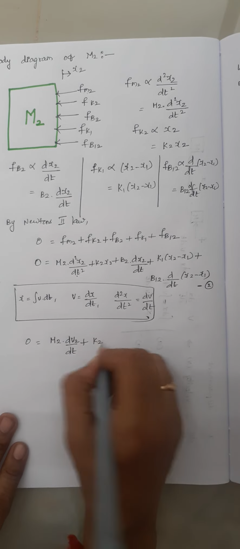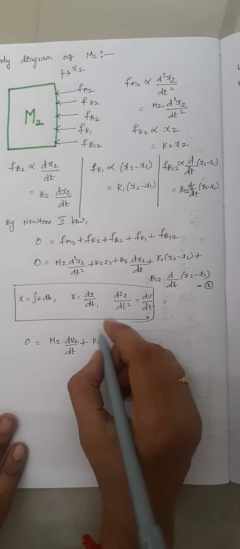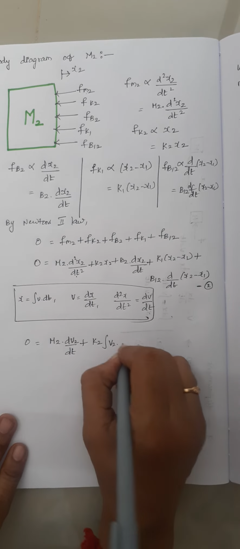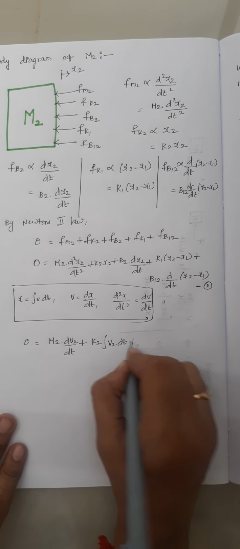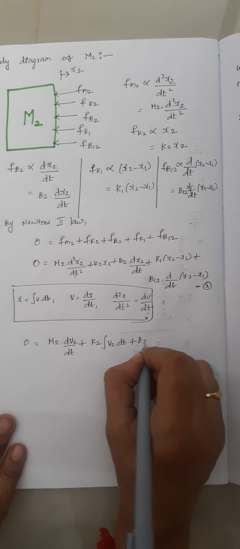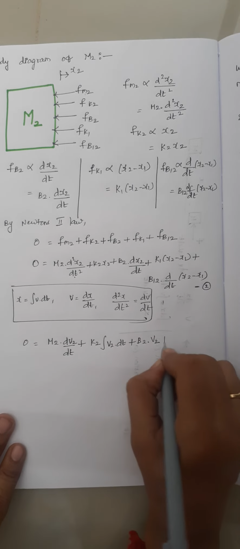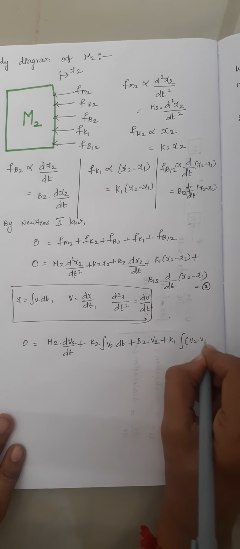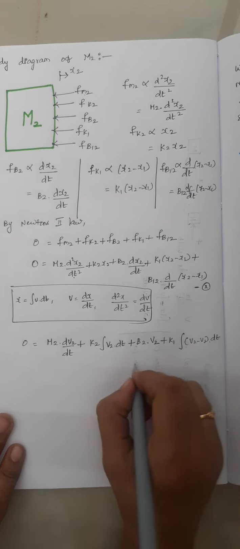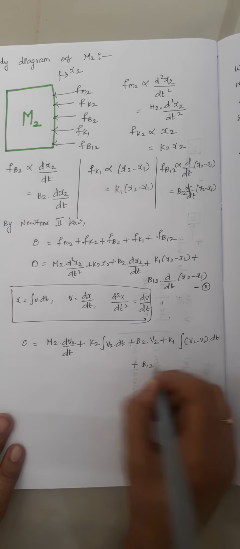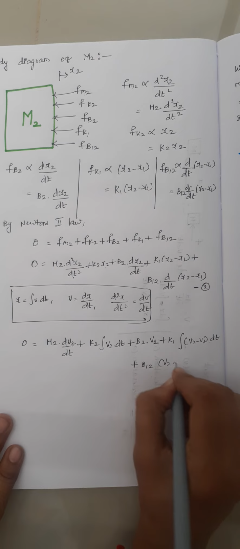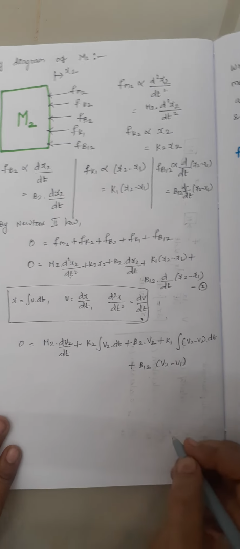Plus again k2, x can be represented as integral of v into dt. Since it is x2, here we are writing it as integral of v2 into dt. Plus again b2, it is represented as b2 into v2. Plus again k1 into integral of v2 minus v1 into dt. Plus finally b12 into d by dt. So dx by dt is velocity. So here it is represented as v2 minus v1. Right.